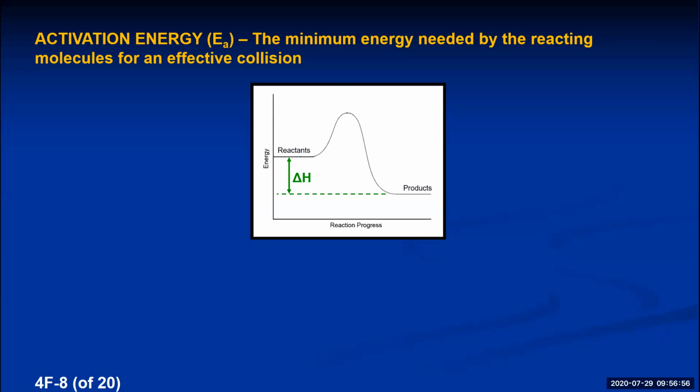Now, what's that hump indicate in the middle of this? Well, that's indicating how much energy you have to add to the reactants so that the reactants can go over the hump and turn into products. Graphically, this is what the activation energy is. You show how much energy you must add to the reactants to allow them to be converted into products.